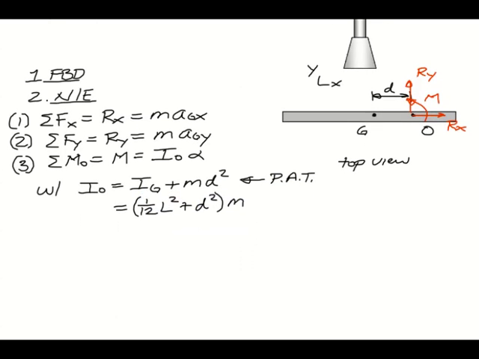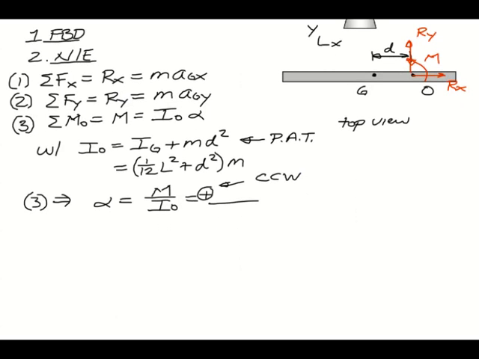So we can see here that equation 3 gives us a known value for alpha for the bar. Alpha is just M over IO. So that at this point is a known. It's plus, so that is counterclockwise as you would expect. But that doesn't tell us what aGx and aGy are. We need those to find Rx and Ry.